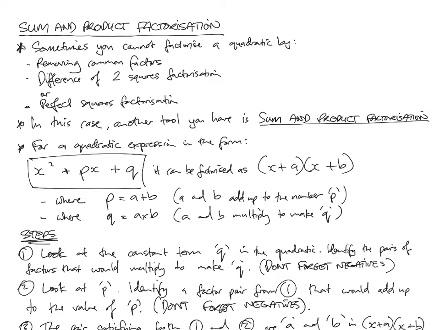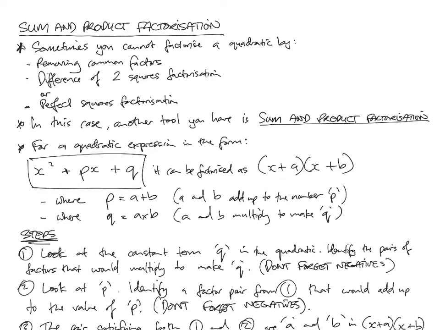This is on sum and product factorization. Sometimes you cannot factorize a quadratic by removing the common factors. That was a few exercises ago. You can't factorize it by using difference of two squares, another couple of exercises ago. And you can't factorize it using perfect squares, the previous exercise.